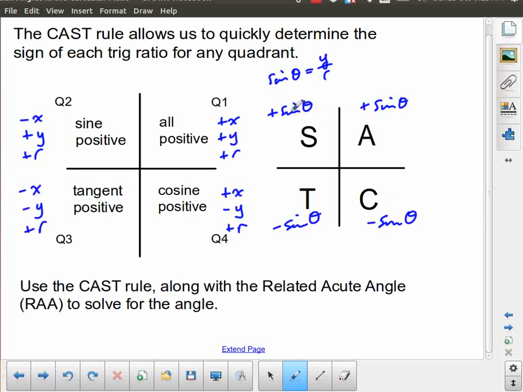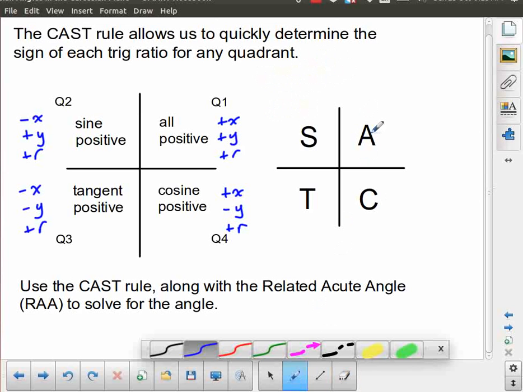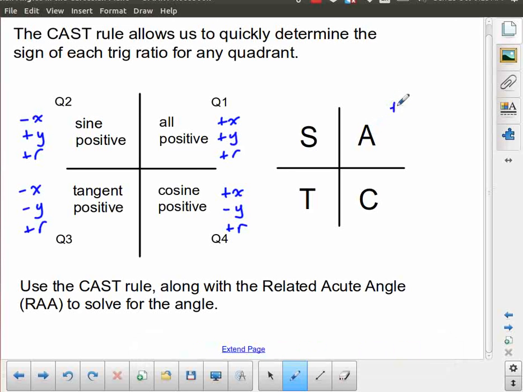And if we went and did this for all of the primary trig ratios, let's take all of this clutter out, what we would find is that all of them are positive in the first quadrant. So that means we have positive sine, positive cos, and positive tangent. If we went to the second quadrant, we would find we have positive sine, but we have negative cos and negative tangent. So the cast rule tells us that only sine is positive here.